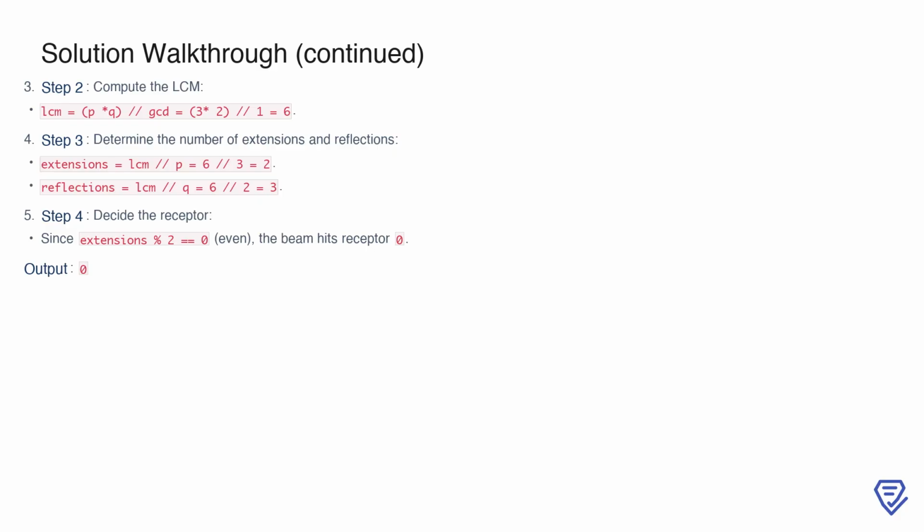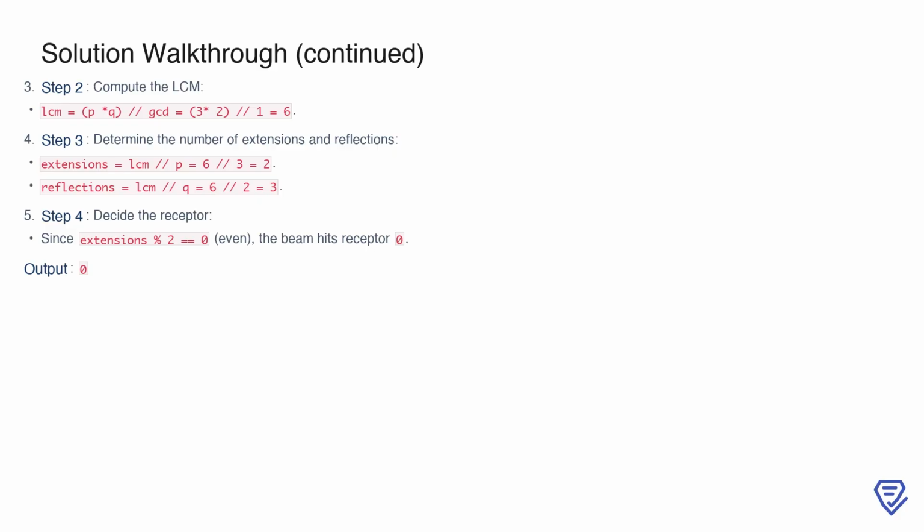Extensions are calculated as LCM/P, giving 6/3 equals 2. Reflections are calculated as LCM/Q, giving 6/2 equals 3. To decide the receptor, we analyze the parity of these values.